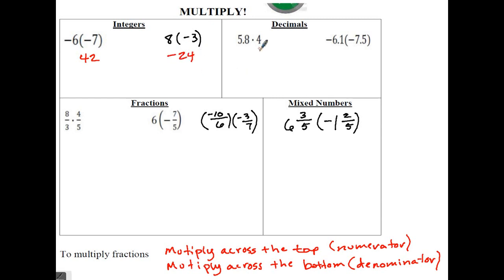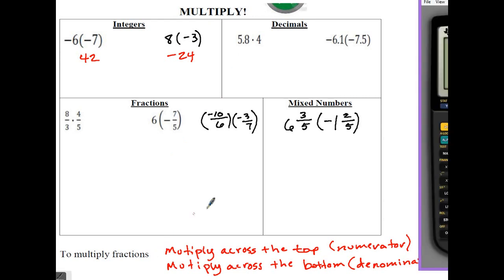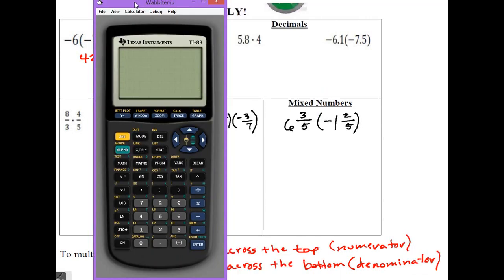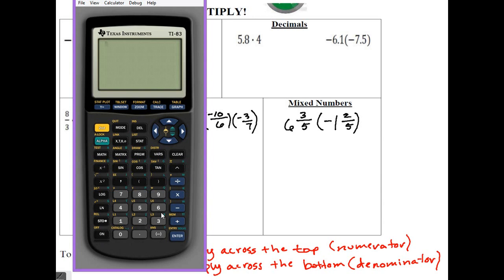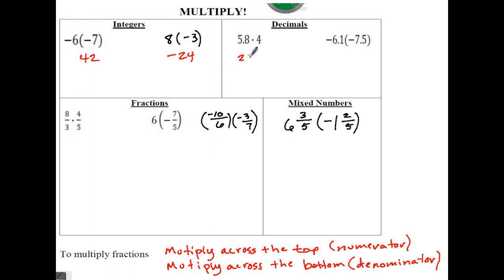Alright, now we're going to go ahead and deal with decimals. When we're dealing with decimals, you have here 5.8 times 4. We're going to need the calculator for this, so I'm just going to go ahead and get the calculator out. And we're going to multiply 5.8 times 4. And we get 23.2. So I'll go ahead and write 23.2. Again, the two signs are positive. When both signs are the same, it is going to give me a positive.